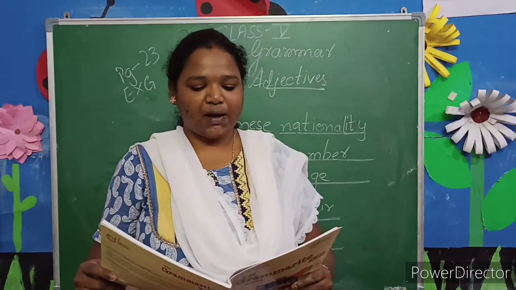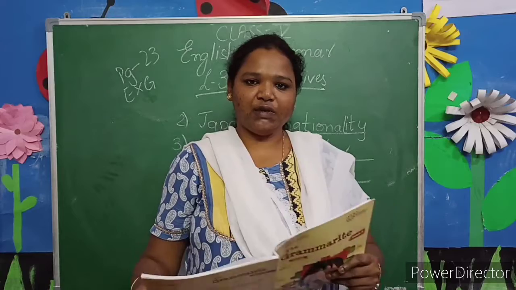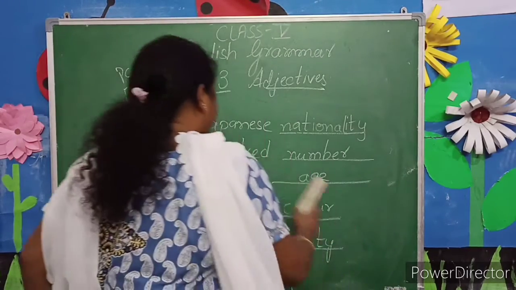Second one, Rohit wants to buy a sports new red car. So how do we write this sentence, children?